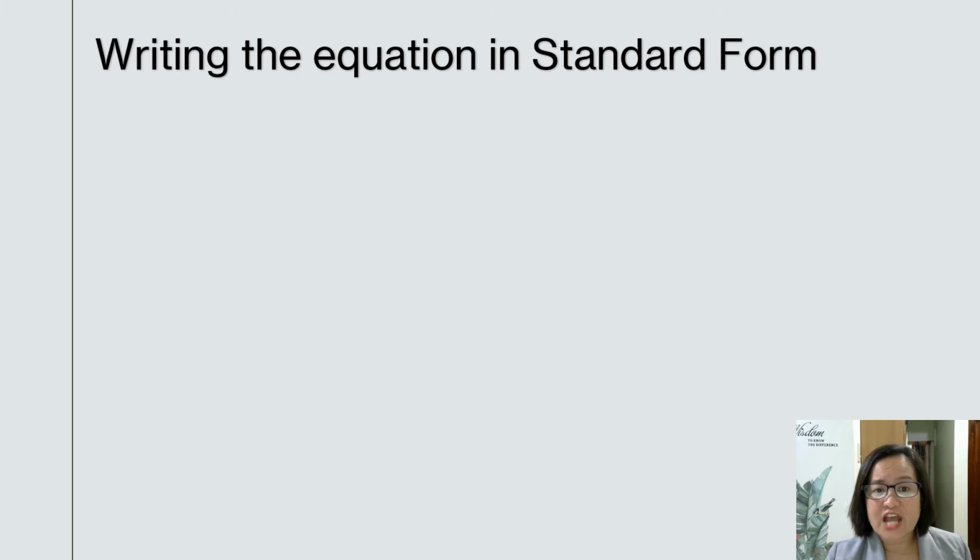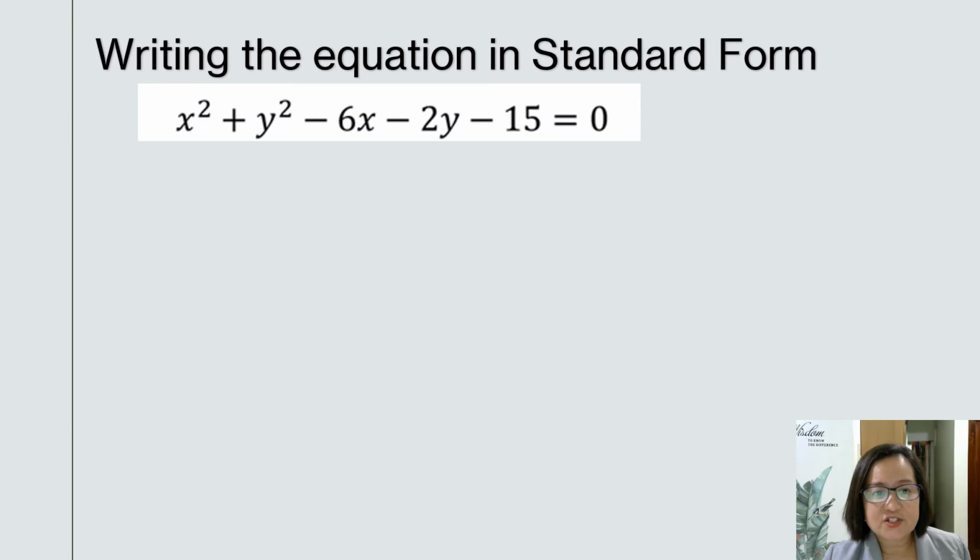What about if you're asked to write the equation in standard form given the equation in general form? Do you know the steps in writing the equation in standard form from general form? If you used acronym EARS in writing the equation in general form, we will use the acronym DEF. D for determine, E for exclude, A for add, and F for factor out. Consider x squared plus y squared minus 6x minus 2y minus 15 equals 0.